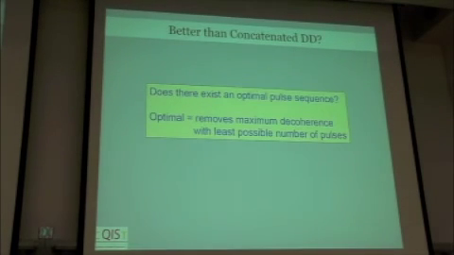Okay, so can we do better than the concatenated sequences? Concatenated sequences are sort of pulled out of the hat. They're inspired by concatenated error correction, this idea of a recursion, but they're not designed to be optimal. So, is there such a thing as an optimal pulse sequence? And what does it mean to be optimal? Well, it means that we should be able to remove as much decoherence as possible with as few pulses as possible.